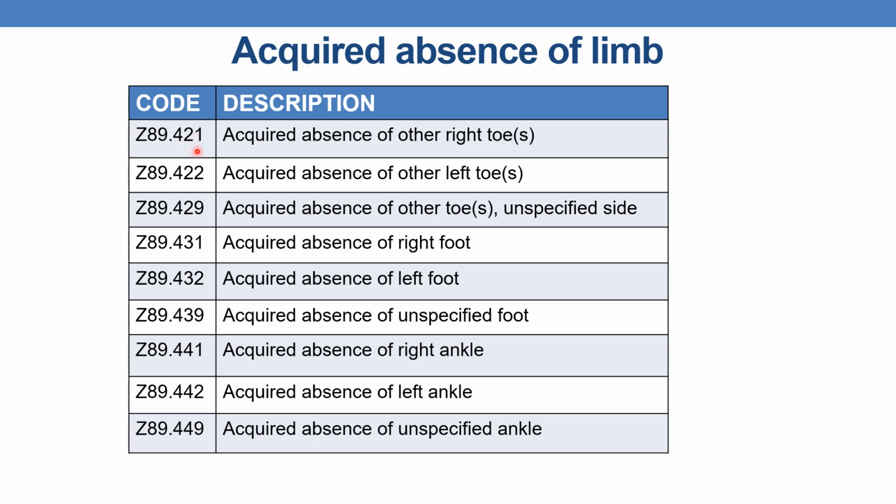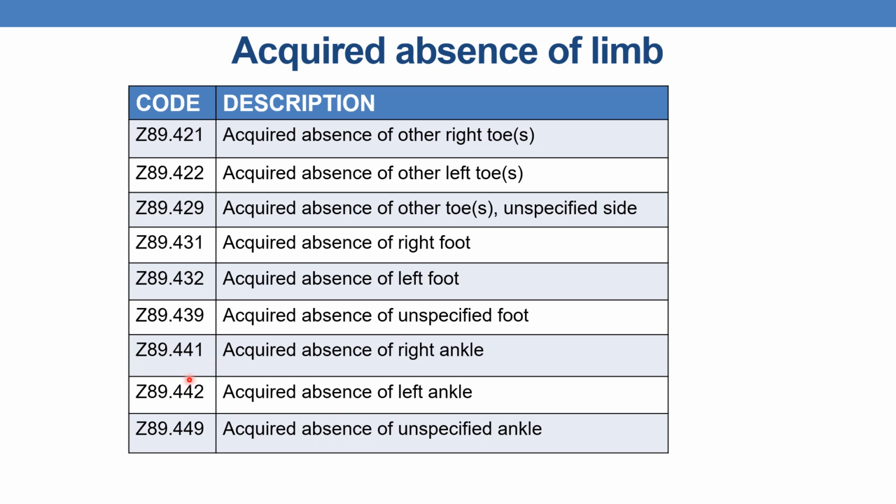And Z89.421 indicates acquired absence of other right toe, other than great toe. Any toe other than great toe you need to code Z89.421. The next is Z89.422, acquired absence of other left toe. And finally 429 indicates acquired absence of other toe, unspecified side. The next is Z89.431, acquired absence of right foot. 432 indicates acquired absence of left foot and 439 indicates acquired absence of unspecified foot.